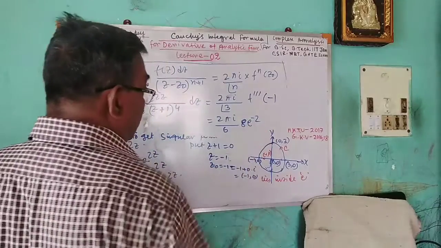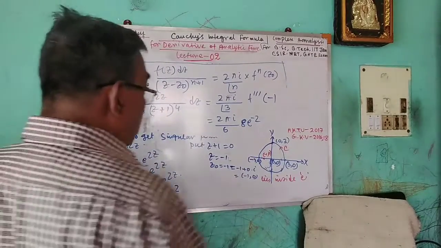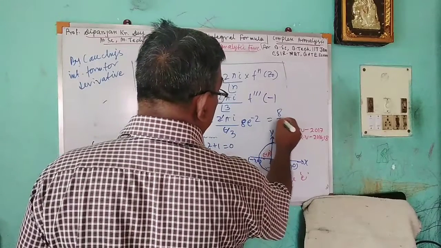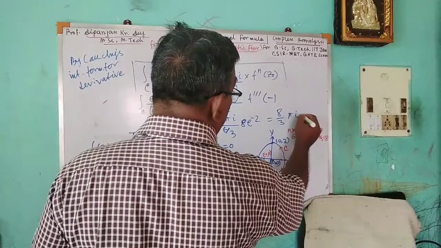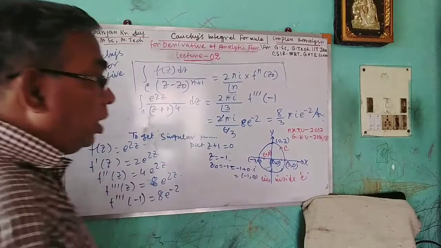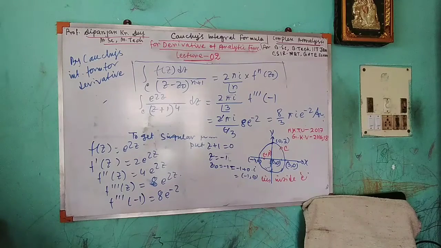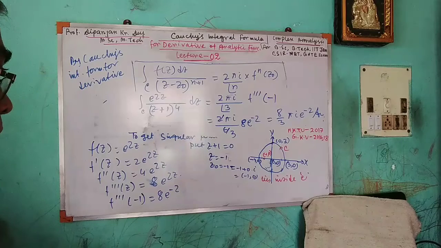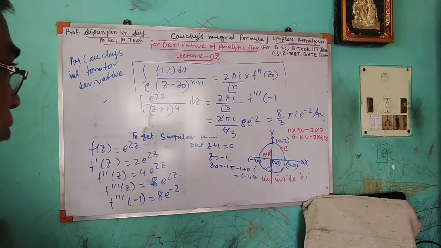Now after simplifying, this answer will become, that is 3 here. So this is 8 by 3 pi i e to the power -2. This is the answer. Okay. So I think everybody understood very clearly. So I'm going for the next sum, actually.